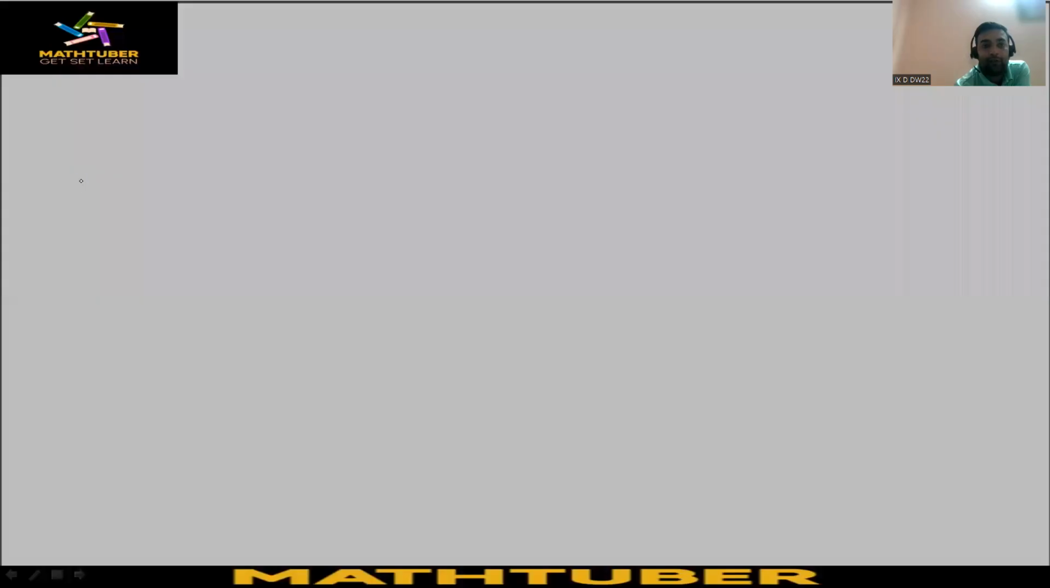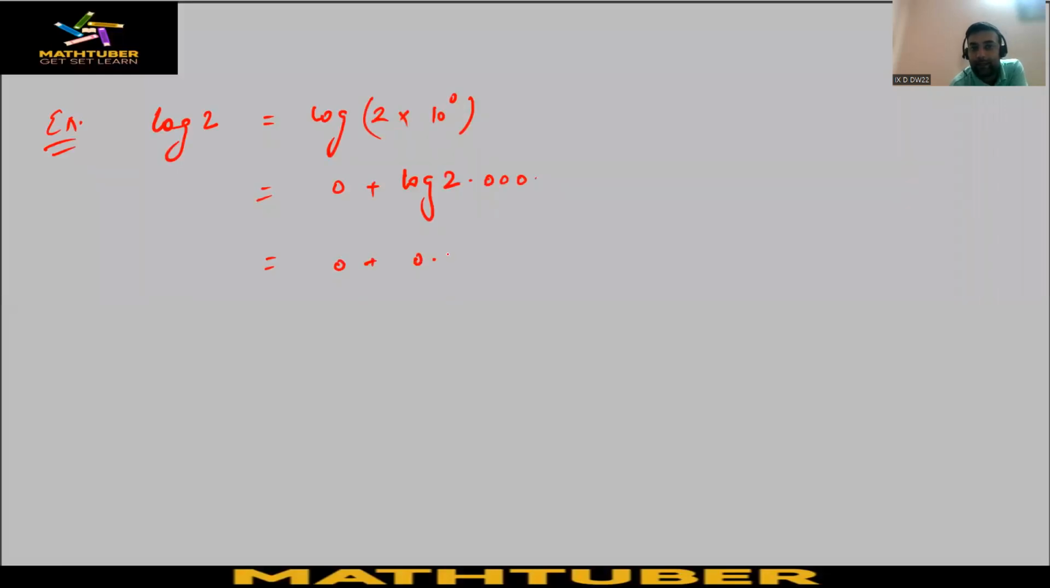So the value will be, we have to write it like this: 0 plus 0.3010. The number there, 3010, we have to put a point before writing that number. So the answer will be 0.3010. Right, so this is how we have to see the log table.